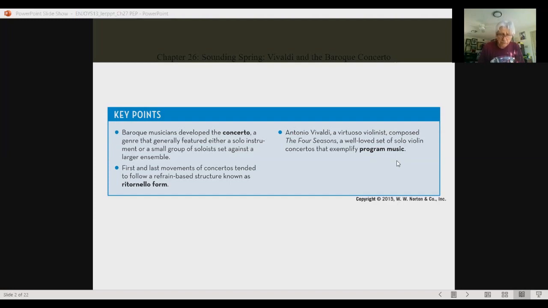And so what is program music? We're going to discuss it, because this is the whole genre we're initiating here. It is music that is instrumental, but it tells a story. So the Four Seasons is, you guessed it, winter, spring, summer, and fall. And each one of those seasons is a concerto by itself. Each one of those seasons has three movements: fast, slow, fast.